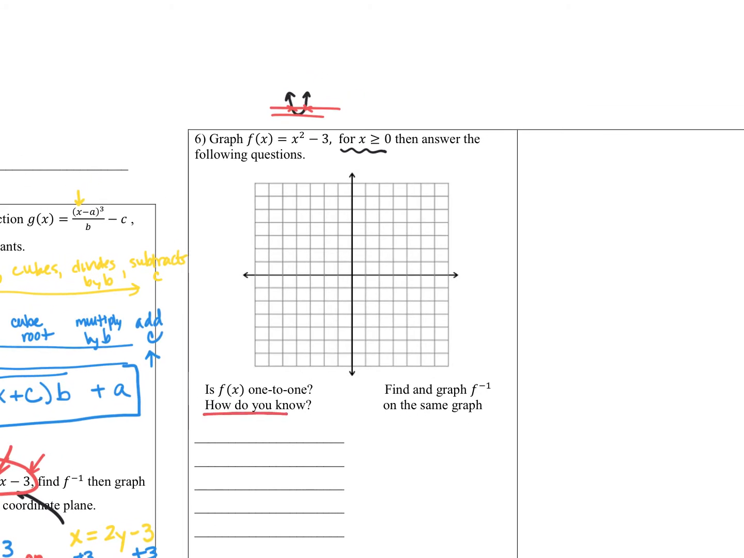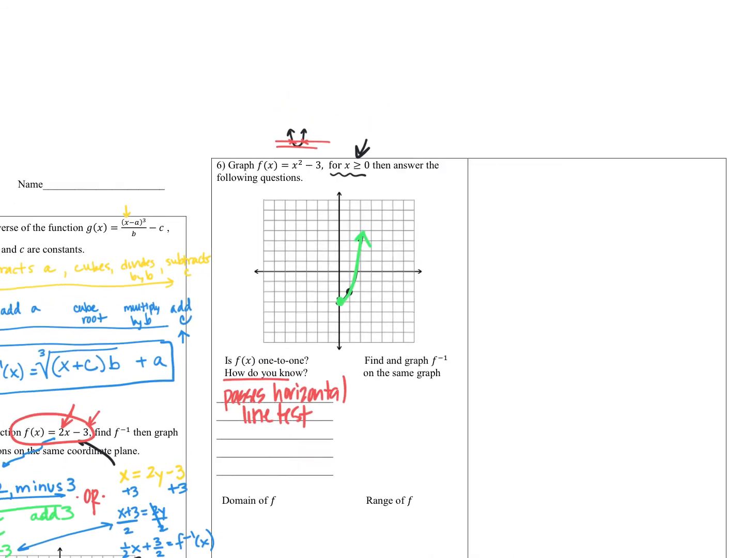So we know this because it passes the horizontal line test if we only look at the right side. So what I mean is x squared minus 3 is down 3, and normally it would be looking like that. But as soon as it says x is greater than or equal to 0, it only wants the part where we're greater than or equal to 0, which is that section. So I'm going to cut off this side, and so now we are 1 to 1. So it wants us to find f inverse.